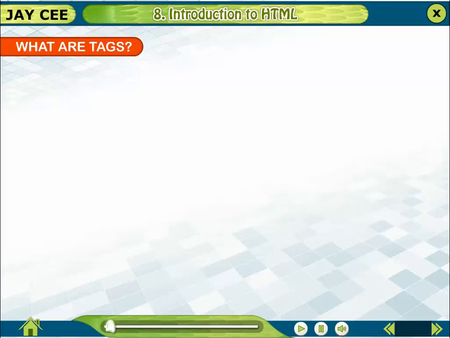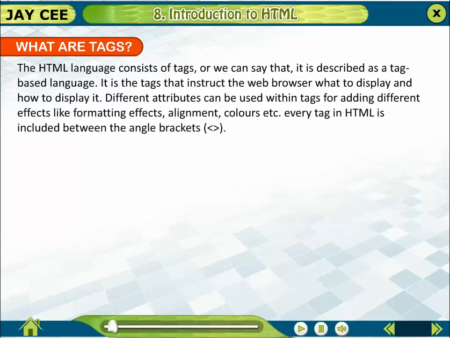What are tags? The HTML language consists of tags, or we can say that it is described as a tag-based language. It is the tags that instruct the web browser what to display and how to display it. Different attributes can be used within tags for adding different effects like formatting, alignment, colors, etc. Every tag in HTML is included between angle brackets.